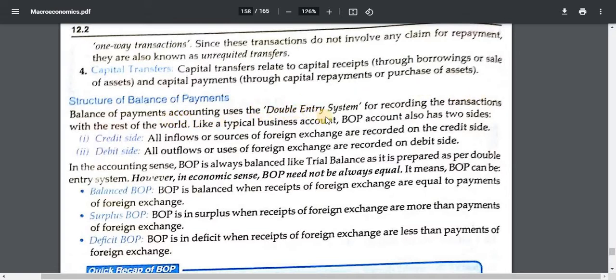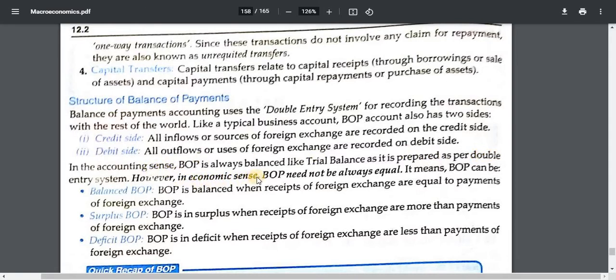Like a typical business account, the BOP account also has two sides. One, credit side. All inflows or sources of foreign exchange are recorded on the credit side. Two, debit side. All outflows or uses of foreign exchange are recorded on the debit side. In the accounting sense, BOP is always balanced, as it is prepared as per the double entry system.